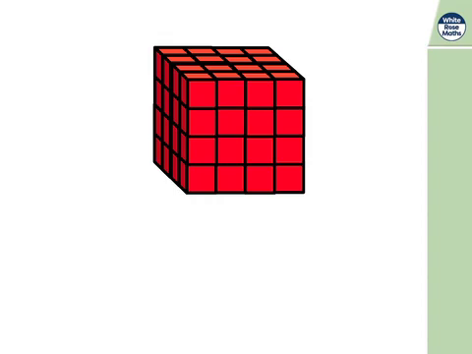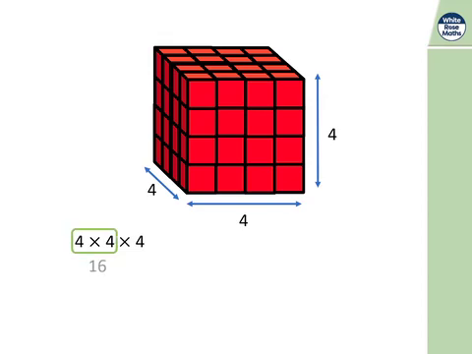Here's another large cube that I've made from smaller cubes. Here we can see it's a cube because we have a face that's a 4 by 4 face, so 16, a square number, and then the depth of this cube is also 4. Therefore the number sentence for this cube will be 4 times 4 times 4. 4 times 4 is 16, and then we need to multiply that 16 by 4 to find the total number of cubes used here. 16 times 4 is equal to 64. Therefore, 64 is another cube number.